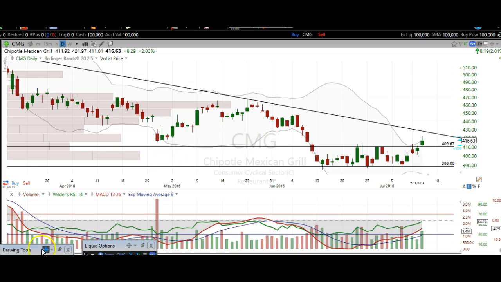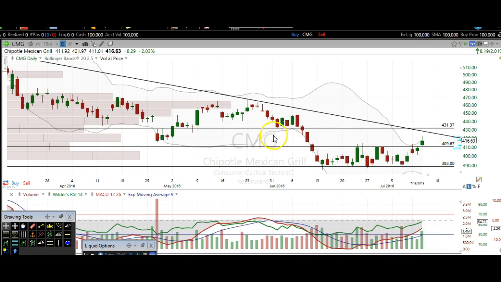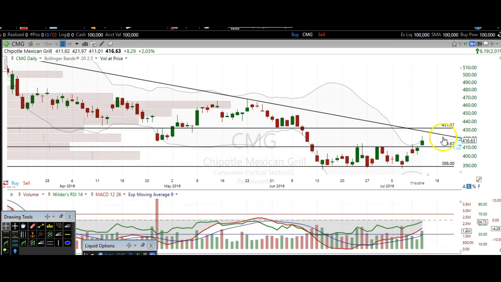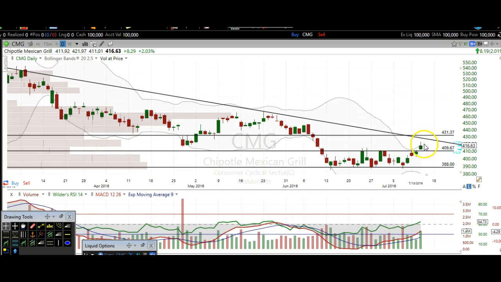The main resistance I see for Chipotle is right around 431. And we've also got this downtrend line right here from these highs and these highs and these highs. So we could come up there on an intraday basis, hit that 431, and then potentially get rejected. I don't have a crystal ball. I don't know what's going to happen. But I do know that the next resistance level is 431, and we've got support at 410. So you can play those levels moving forward for Chipotle.